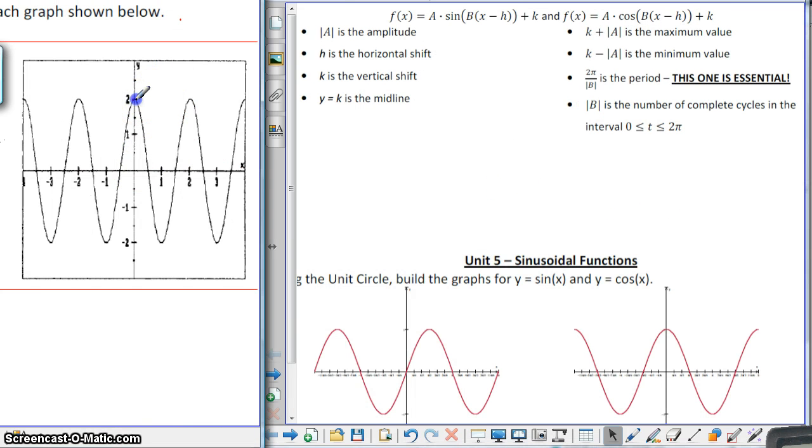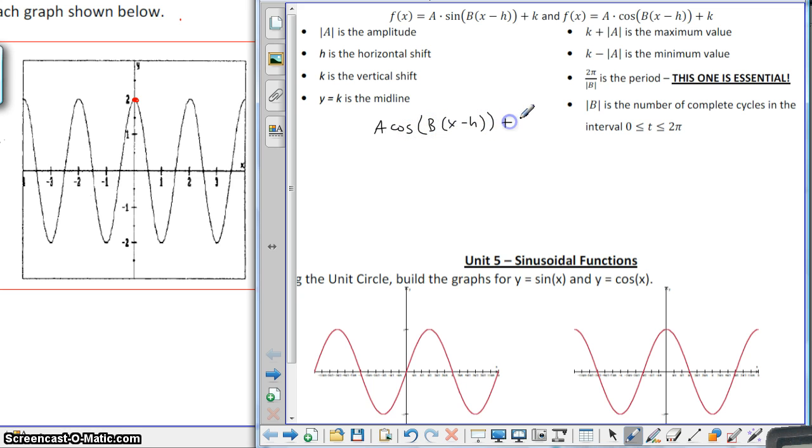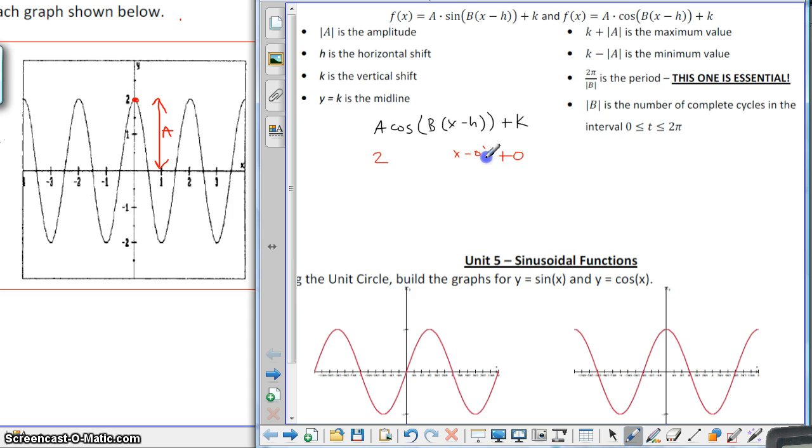This last one, you can see right away, it's just like the one before. It starts at the top, so we're going to want to use cosine. Let's do some of the easier ones. The midline is 0 again. That makes that part easy. Amplitude also 2. Remember, amplitude from here to here, 2. That's my A value. And then no horizontal shift, since it does start at the top. X minus 0.